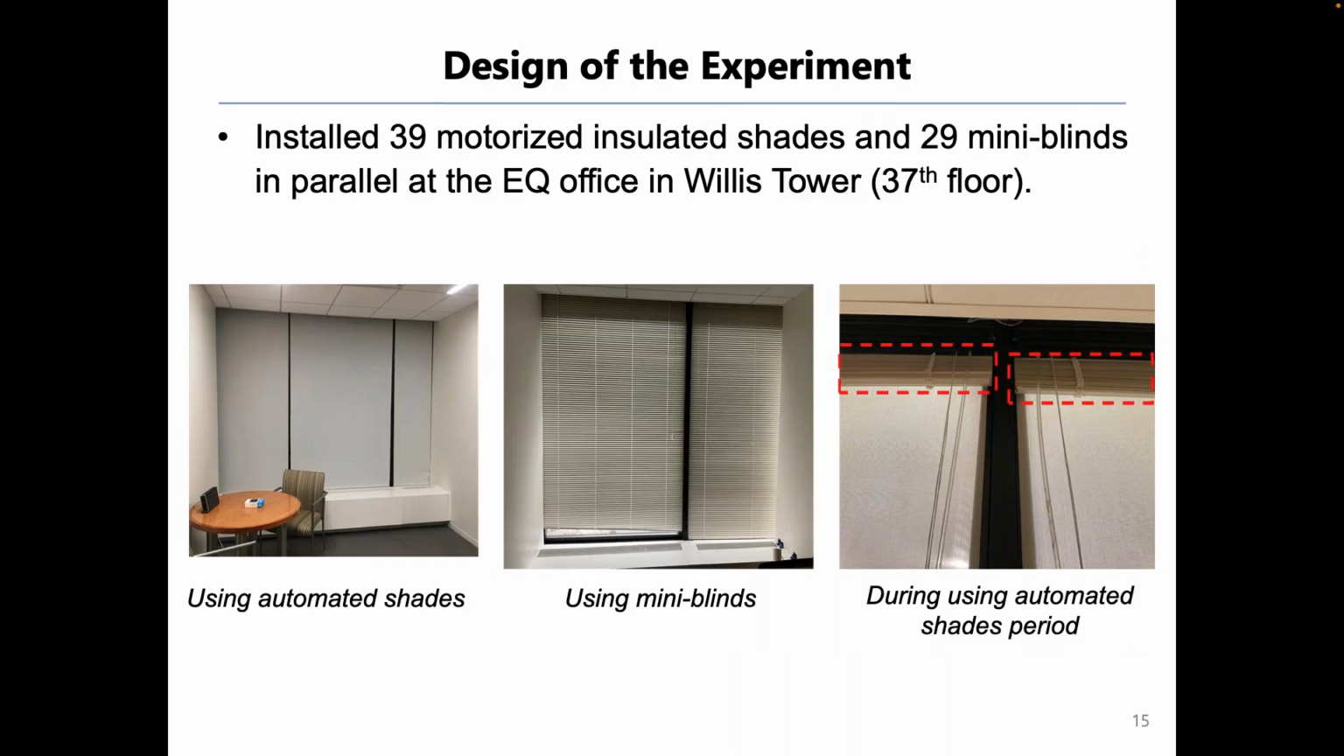We installed 39 motorized insulated shades, 29 of them in parallel with the mini blinds. We strategically picked spaces that have different occupancy and different orientations, to capture the potential heating and cooling savings from this study. The left-hand side shows when we are using the automated shades in the space, so occupants can move this one up and down. The middle one shows when the shades were all the way up and the switches were removed, and occupants had to only use the blinds here. And as you can see, when the shades are in operation, the blinds are all the way up. So these are a few things in terms of how the controls work for this space.